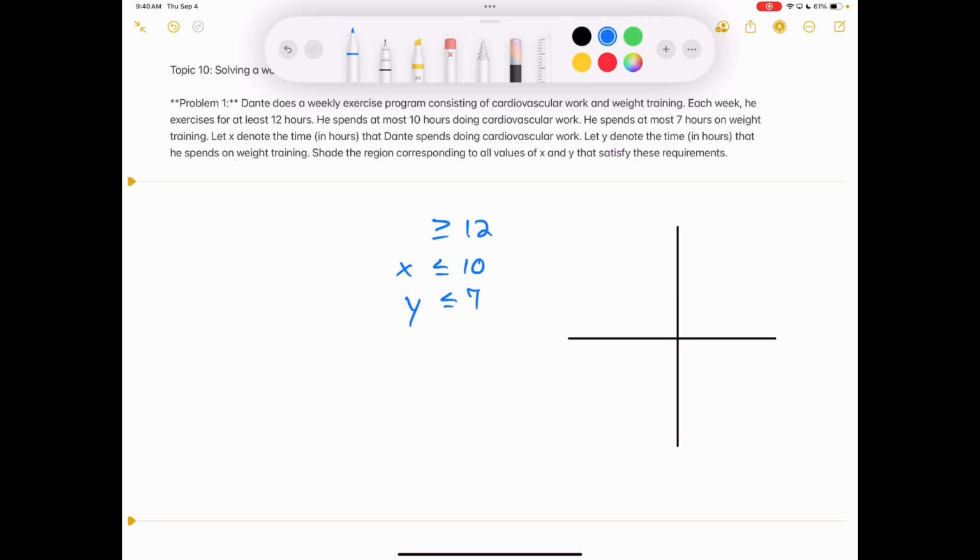There's one thing I just thought about, but I don't know if they do. All right, so we didn't come up with the top equation. That would be X plus Y, right? Because every time he does cardiovascular plus the weight training, he wants it to be greater than or equal to 12. Let me change my colors a little bit so we can graph them.